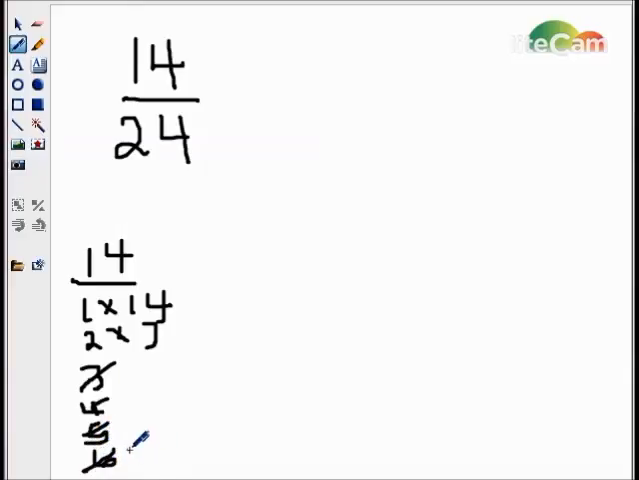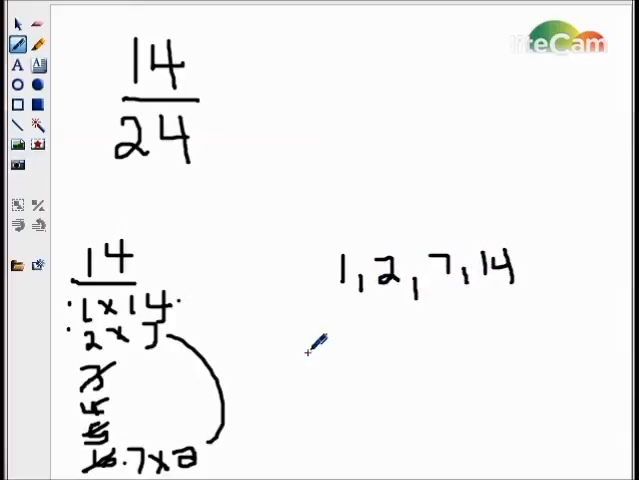Use your calculator, you'll see what I'm talking about. 14 divided by 6 is a decimal. 14 divided by 7 is 2. There's my factors, 1, 2, 7, and 14. Now we'll list the factors for 24. I'll do it up here.